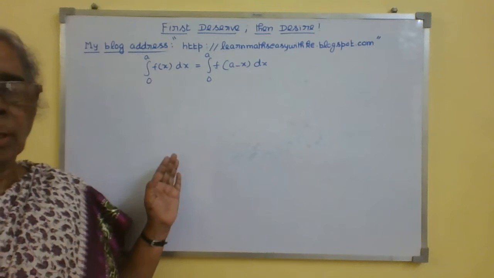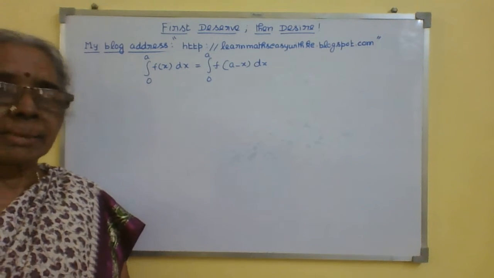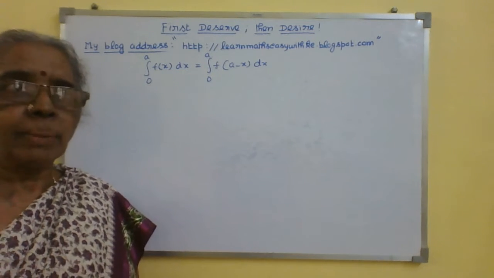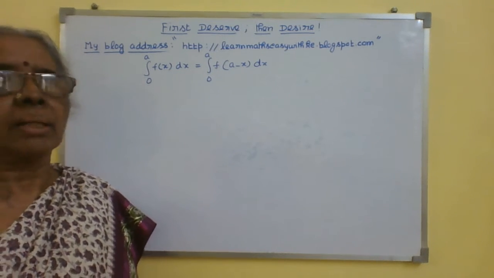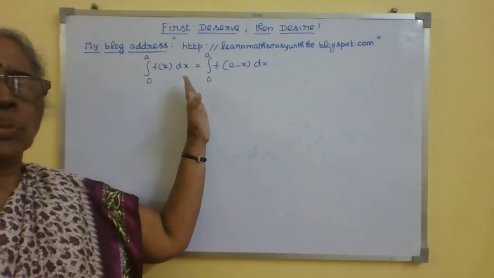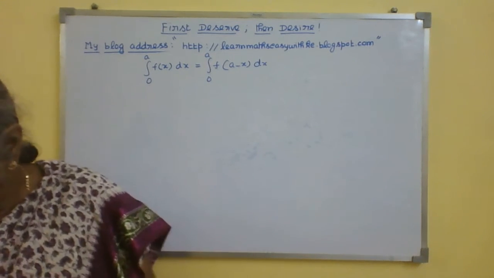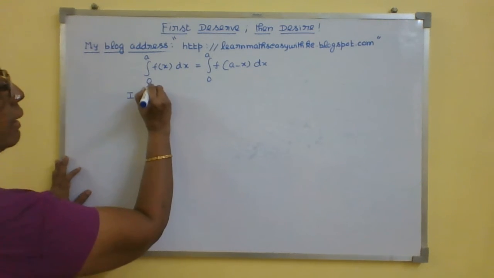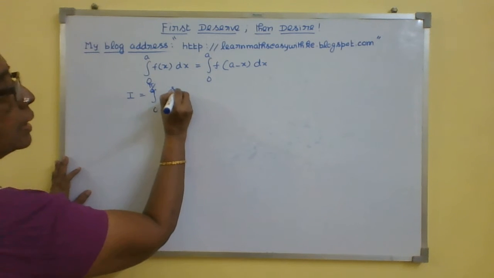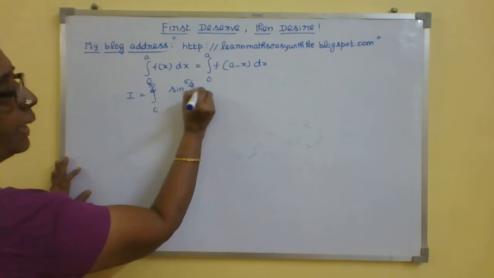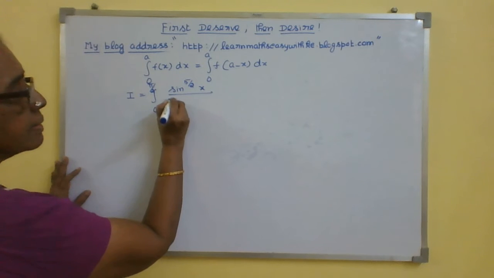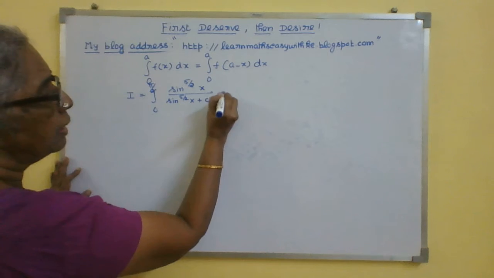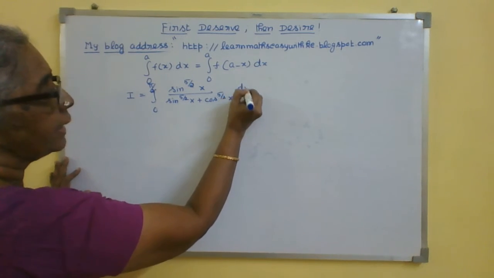So now I will tell you a few examples, that is, in which type of sums we will be using this, that you should know. Otherwise, you don't know which property to use where. So now I will just deal with this one and I will give you a few examples. Now you consider the sum I is equal to integral 0 to pi by 2 sine power 5 by 2 x by sine power 5 by 2 x plus cos power 5 by 2 x dx.